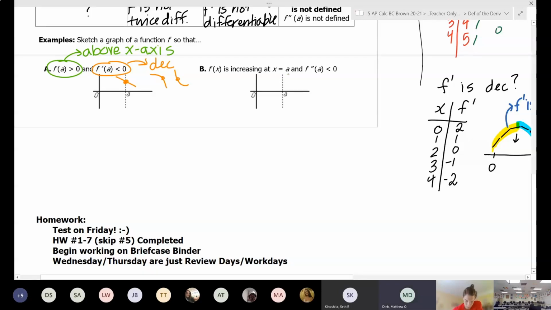Wait, why did you draw the L-shaped thing when it's decreasing again? So all 3 of those graphs I drew were decreasing. When I say decreasing here, I'm saying f is decreasing. Oh, so there's no information about concavity in A, so I don't know how it bends. So those are 3 options for the graph. Okay.